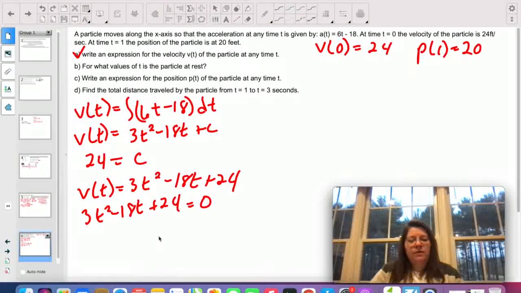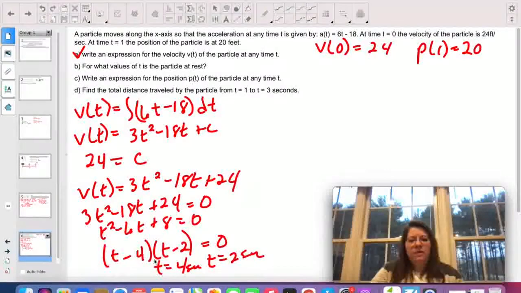So this is just a simple factoring problem. I'm going to divide everything by 3 and then factor. So this particle is at rest at 4 seconds and at 2 seconds. We've answered part B. Then it says, write an expression for the position p of t of the particle at any time t. So we're writing the position function.